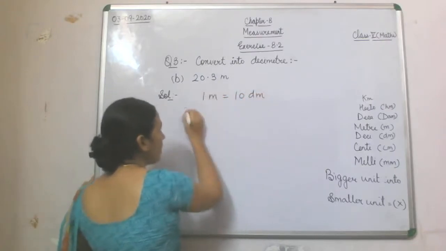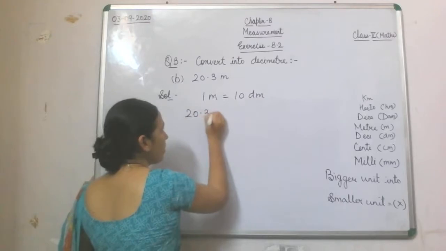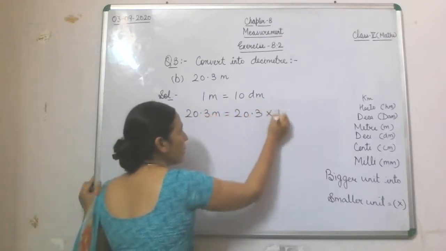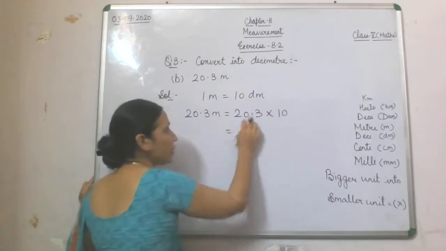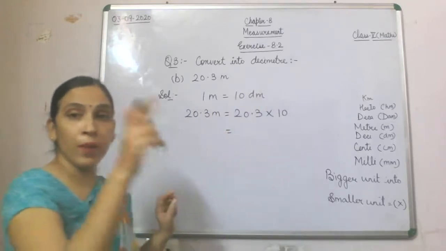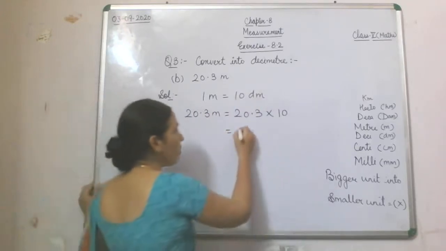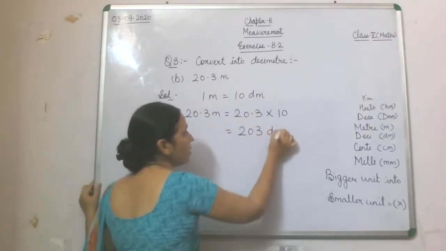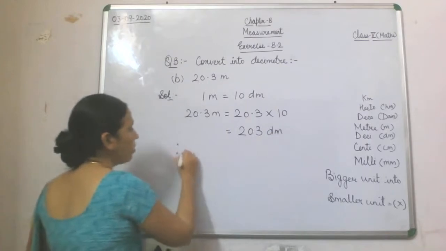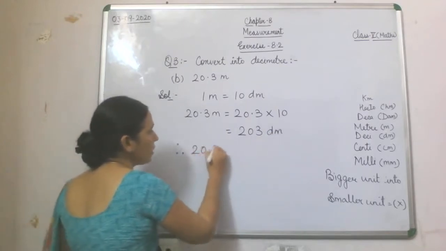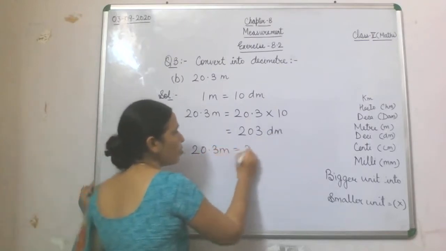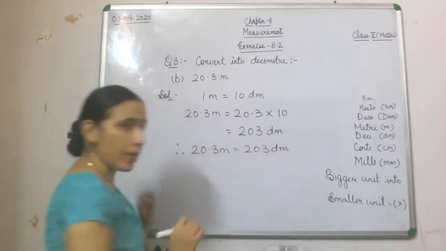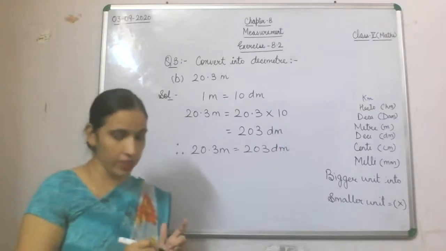It means 20.3 meter is equal to 20.3 multiplied by 10. It means that the decimal will shift one place to the right. So what will it become? 203 decimeter. Therefore, 20.3 meter is equal to 203 decimeter. Quite simple, nothing difficult in this.